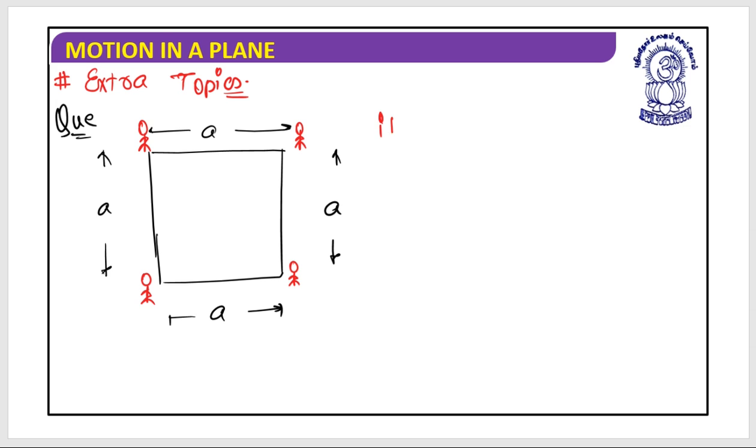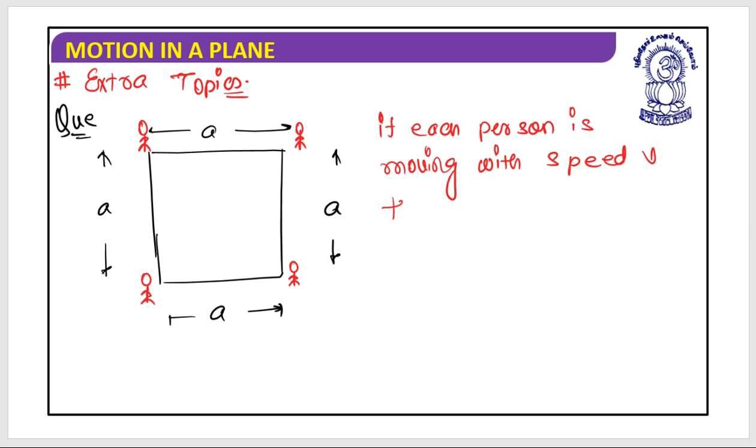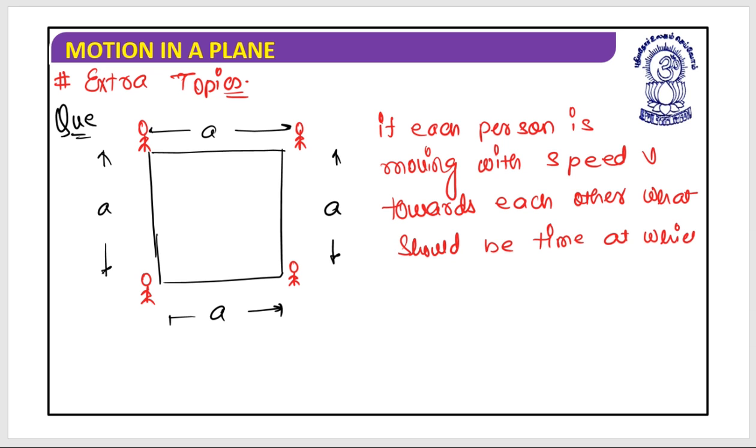The question says, if each person is moving with speed v towards each other, what should be the time at which they will meet, and where they will meet?